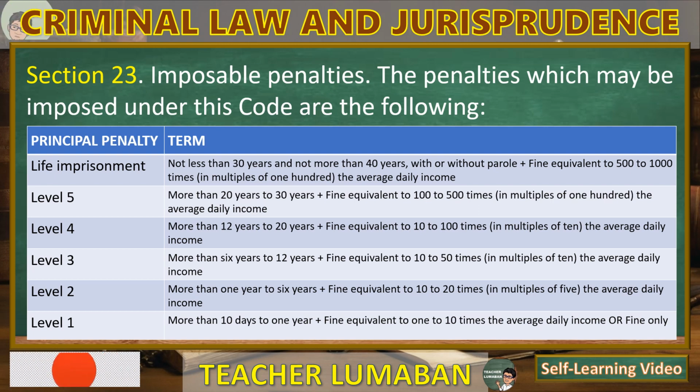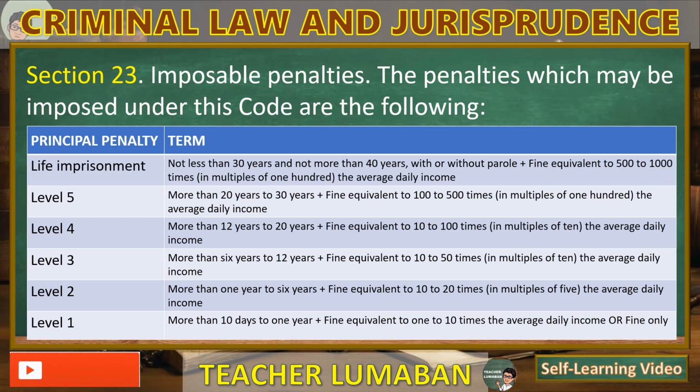Principal penalty, level 4, the term is, more than 12 years to 20 years dagdag fine equivalent to 10 to 100 times, in multiples of 10, the average daily income. Level 4, ang termino ay, higit sa 12 taon hanggang 20 taon dagdag fine na katumbas ng 10 hanggang 100 beses sa multiple ng 10, ang average na pang-araw-araw na kita.